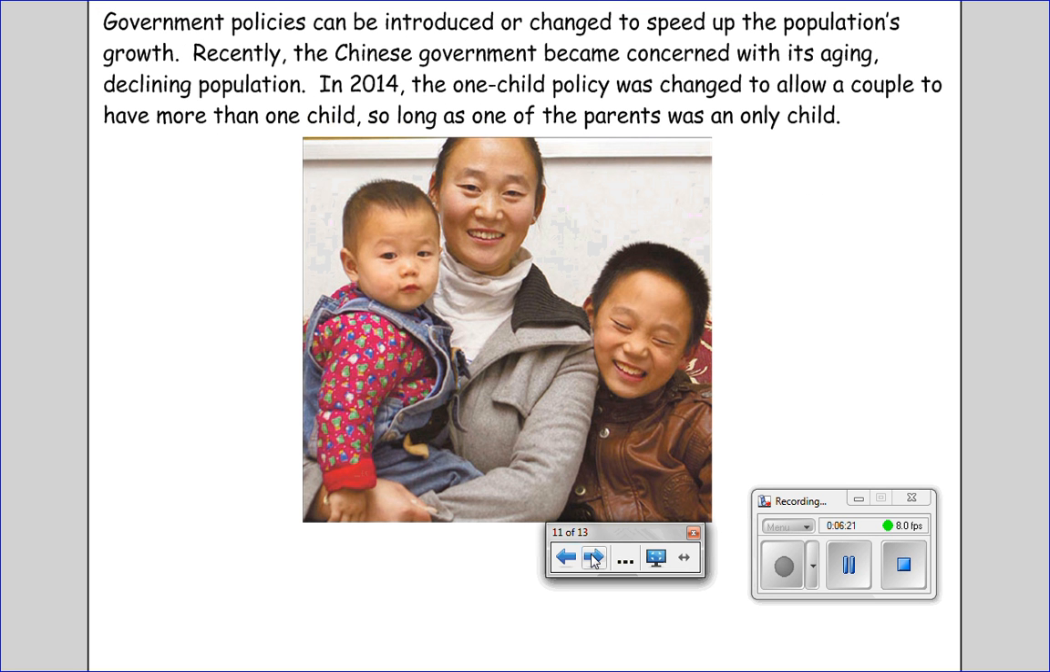Government policies can be introduced or changed to speed up the population's growth. Recently, the Chinese government became concerned with its aging, declining population. In 2014, the one-child policy was changed to allow a couple to have more than one child, so long as one of the parents was an only child.